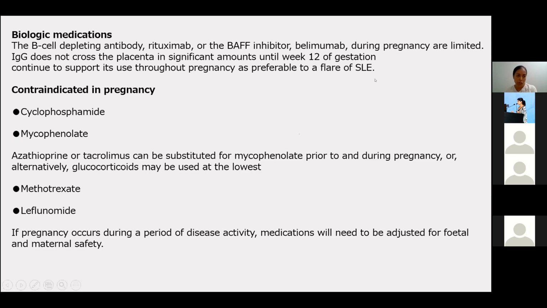So what about the biologics? The data is limited regarding B cell depleting drugs like rituximab and belimumab, which is not available in our country. And it is assumed that IgG, which is a large molecule, does not cross the placenta in significant amounts until 12 weeks of gestation. So it is better to continue rather than have a flare of SLE.